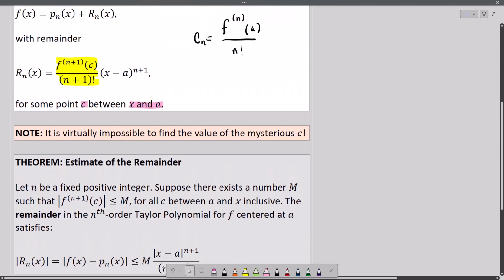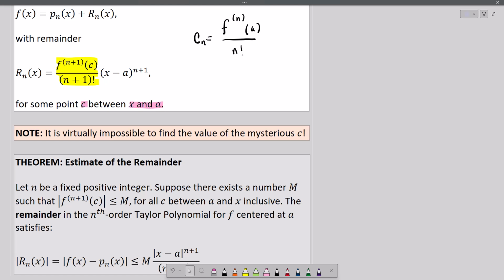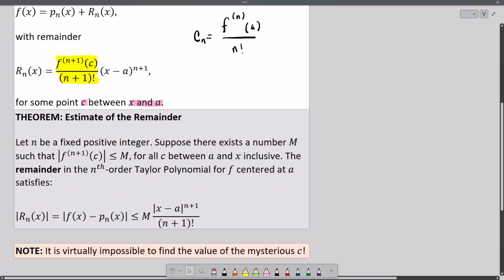So if we can figure out a bound on this derivative, then it will act a little bit more like what we had with the alternating series remainder. We had an estimate for that remainder, for that error. So what did I just do? I slid something.